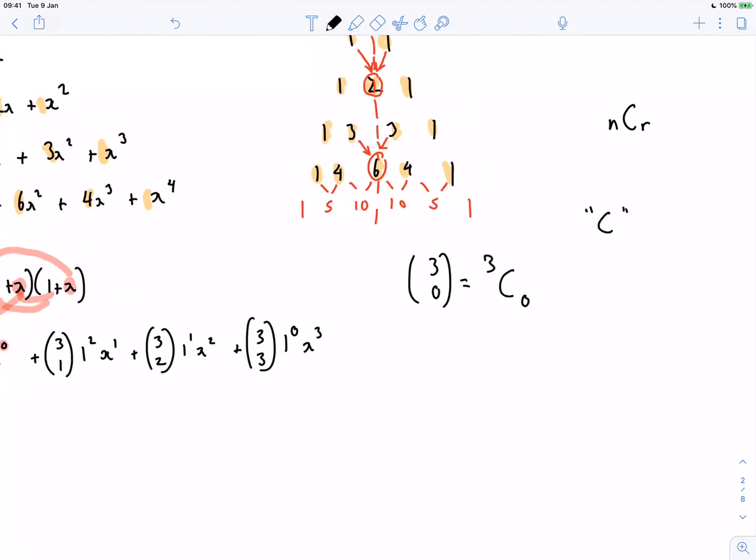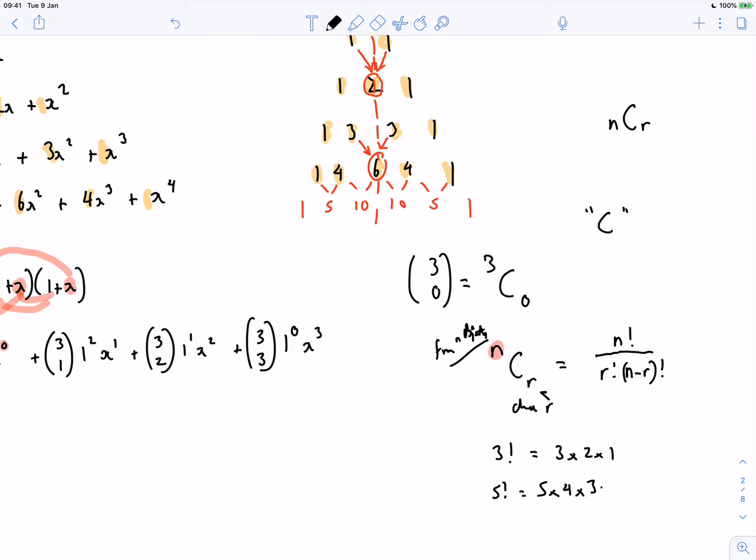Now, if you want to know what's going on here, N choose R means we're choosing from N objects. We want to choose R of them. And the calculation for that is N factorial over R factorial times N minus R factorial, where factorial means that if I was to take 3 factorial, it'd be 3 times 2 times 1. If I was to take 5 factorial, that's 5 times 4 times 3 times 2 times 1.